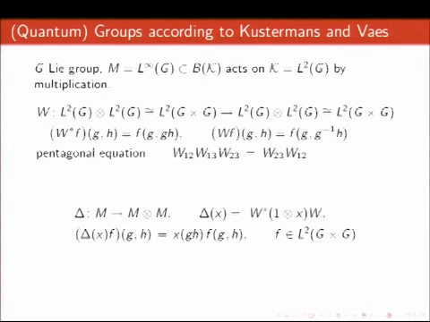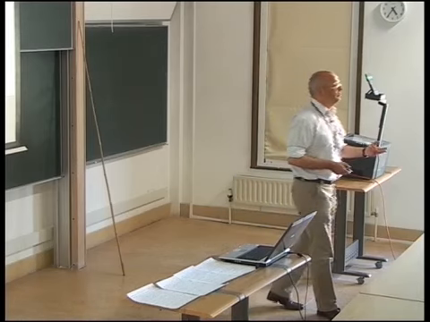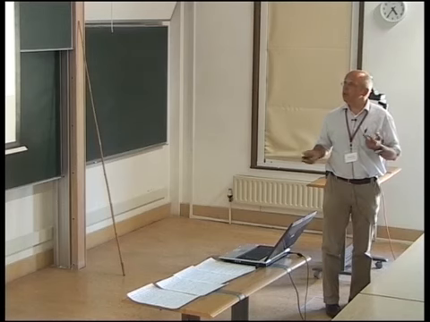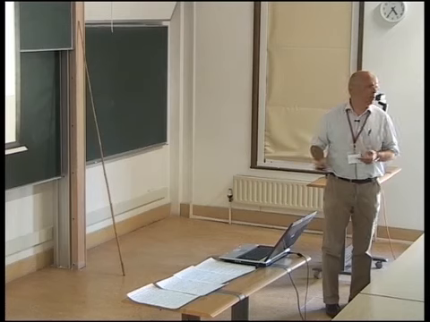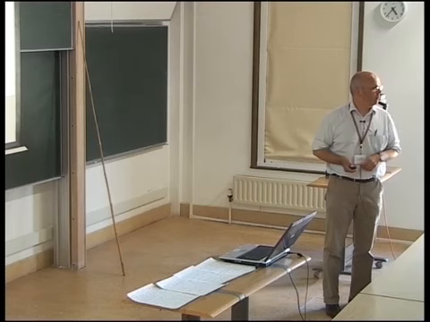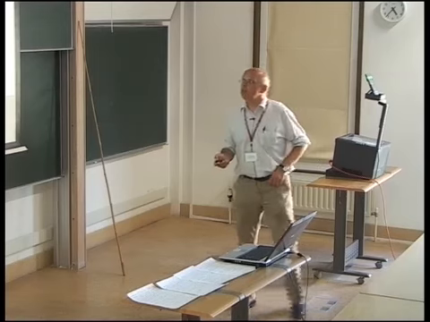And if you work out what this definition gives you, then it just means that if I think of this Delta x as an operator on a function of two variables, then it's just multiplication by x evaluated at g times h. So this co-multiplication encodes the multiplication of the group, right? This is the important remark.